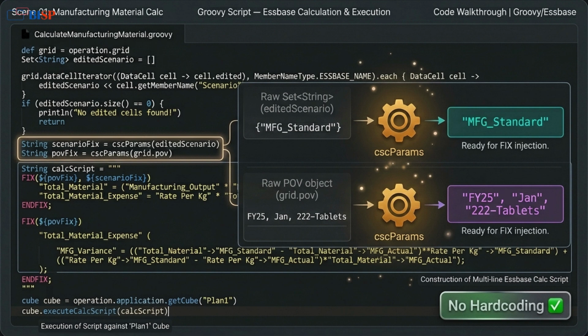Step 4. CSC params converts edited scenario to fix-compatible string. CSC params.grid.pov converts form POV, FY25, Jan, 222-tablets to POV fix string. Two dynamic parameters built automatically from user context. No hard coding, no manual input.